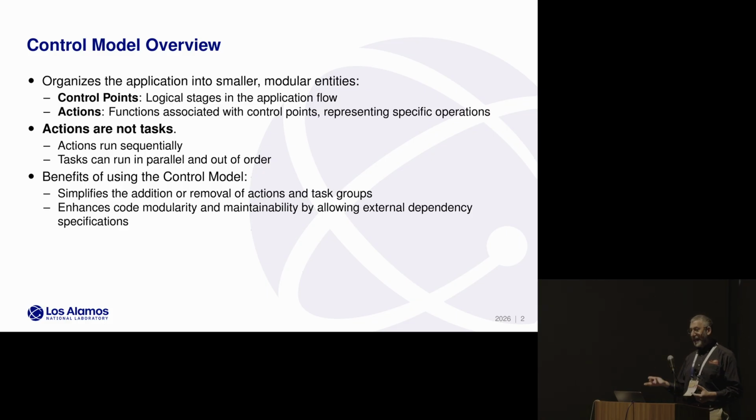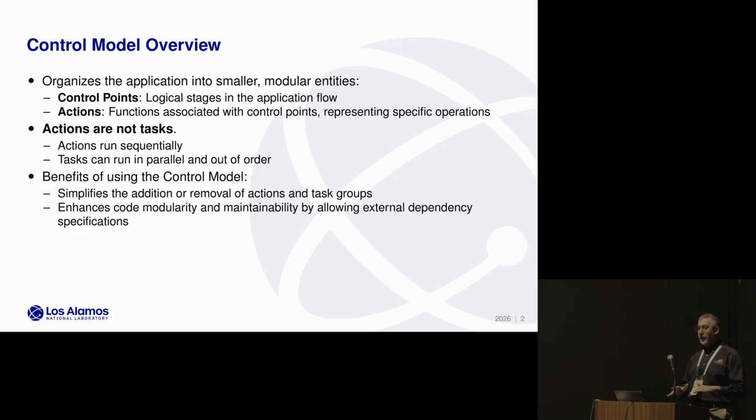So when we talk about actions, those are not tasks, and the distinction being that these actions run sequentially, whereas tasks, which you'll see in a future module, are where we get the parallelism from. So why do we have a sequential component of a parallel runtime system? And the answer is that it simplifies the addition and removal of work in this overall structure.